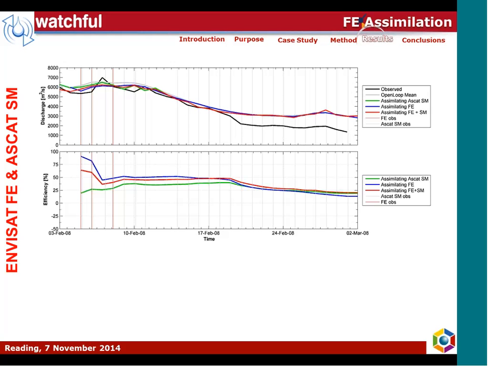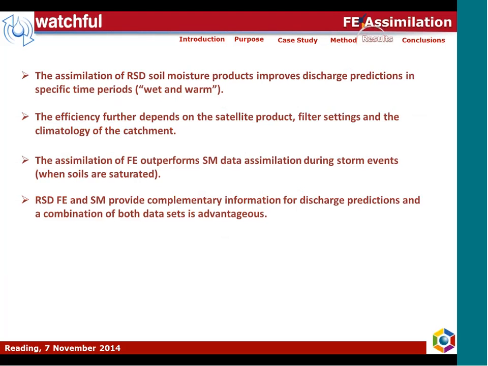Again, you see that of course the improvement when you assimilate flood extent doesn't persist very long. So it's only within a few days after the image acquisition that you can still achieve an improvement. Later it's not having any significant impact anymore, and it's again more worthwhile to switch to another product such as soil moisture.